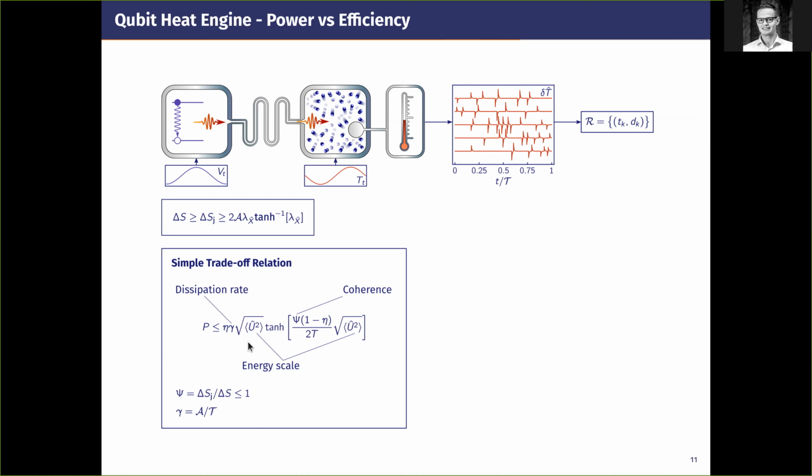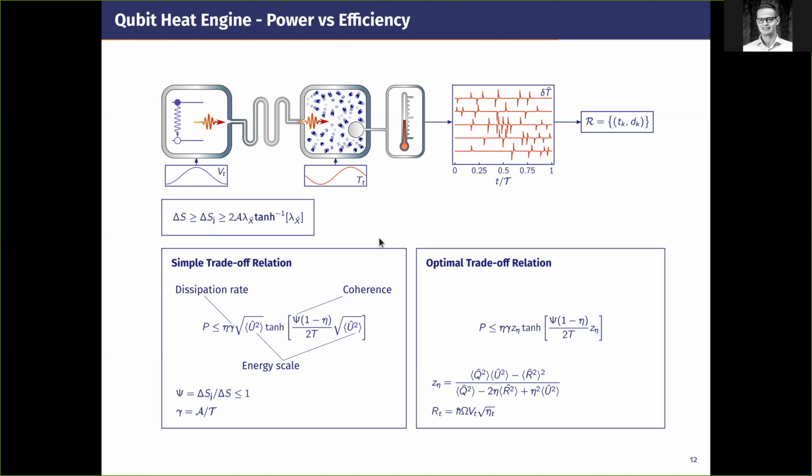And what you see here is that if you wanted to have efficiency 1 at finite power, because the hyperbolic tangent vanishes at 0, you would have to have either a diverging energy scale, which can be accomplished essentially only if you have a protocol with infinite amplitude, or you would have to have an infinite dissipation rate. And in fact, this physical result is pretty much consistent with earlier studies.